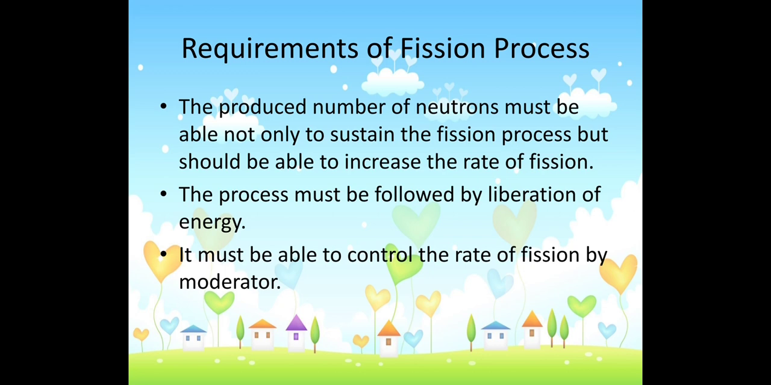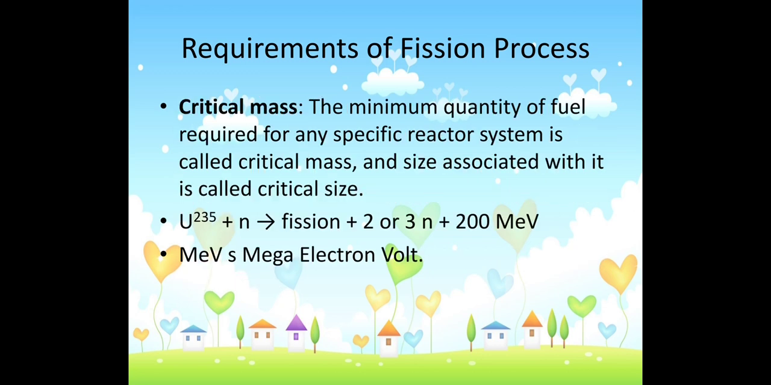The process must be followed by liberation of energy, and it should be continuous during the process. We must also control the rate of fission with the moderator, otherwise it is possible to damage the reactor. Next is critical mass. Critical mass is the minimum quantity of fuel required for a specific reactor system.